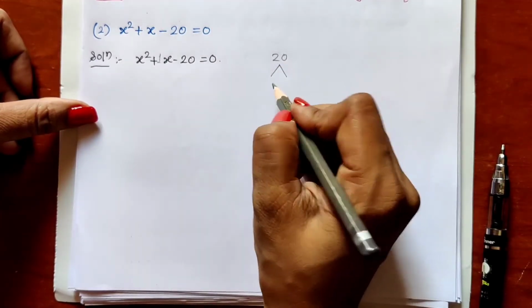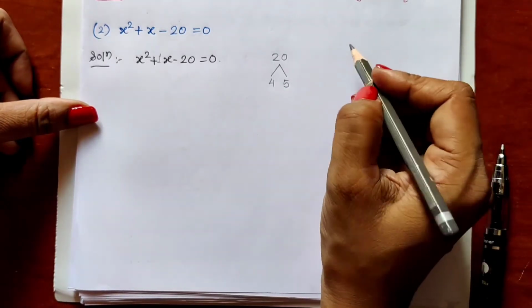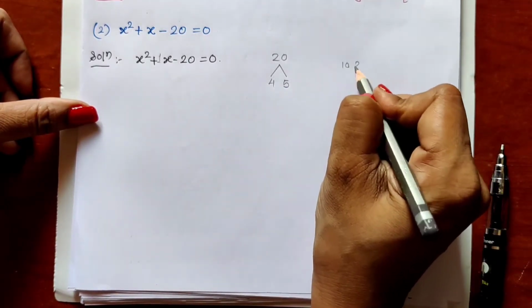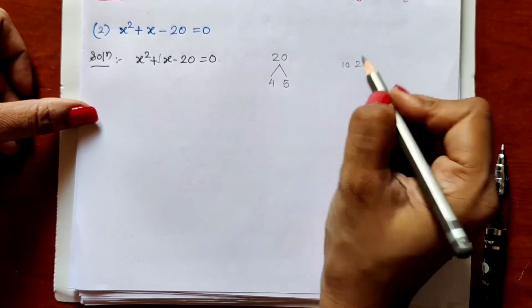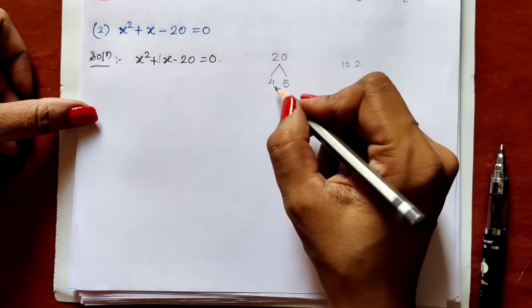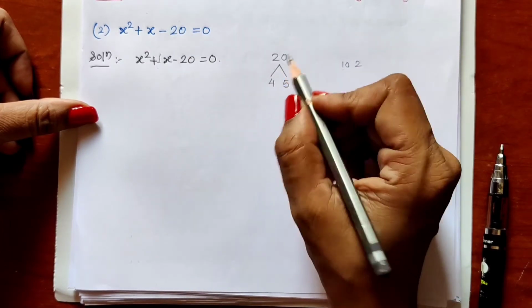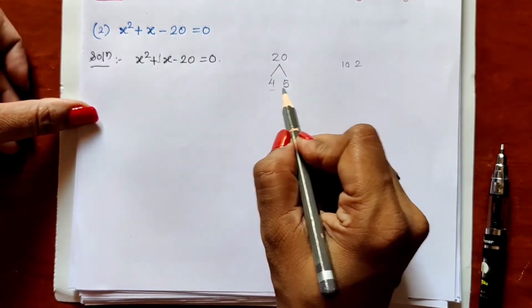So we have to get two factors of 20 whose subtraction is the middle term. Which are those two factors? 4 5s are 20. We have various factors of 20. 10 2s are 20 also, but 10 minus 2 is not 1. We have 4 5s are 20, but 4 minus 5 or 5 minus 4 is 1, and that's why we have to take 4 and 5, these two factors.